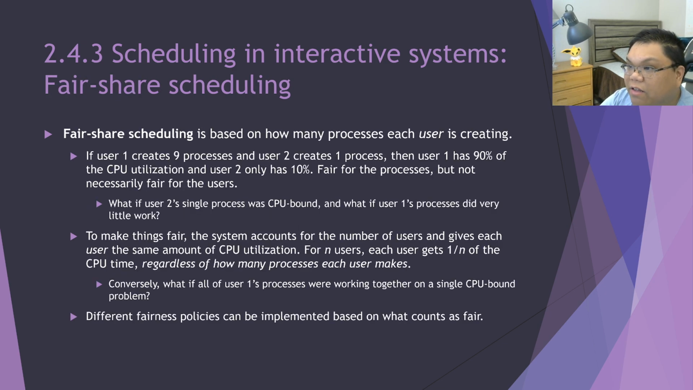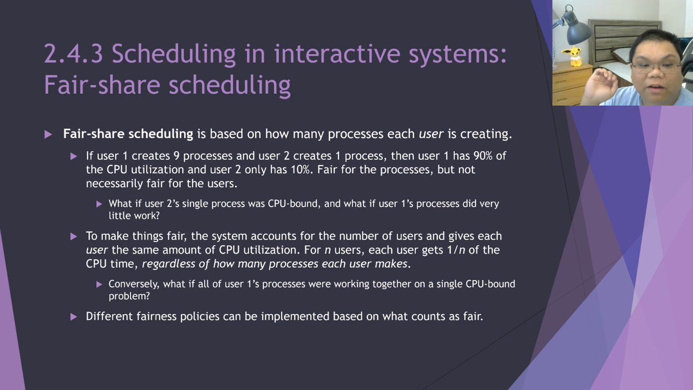Fair share scheduling is based on how many processes each user is creating. If user 1 creates 9 processes and user 2 creates 1 process, then user 1 has 90% of the CPU utilization and user 2 only has 10%. Fair for the processes, but not necessarily fair for the users. What if user 2's single process was CPU bound? And what if user 1's processes did very little work?